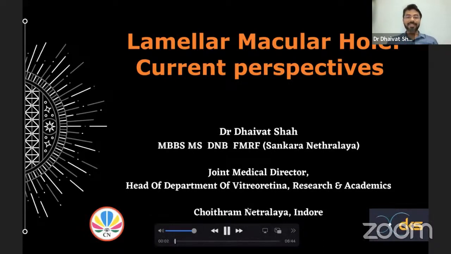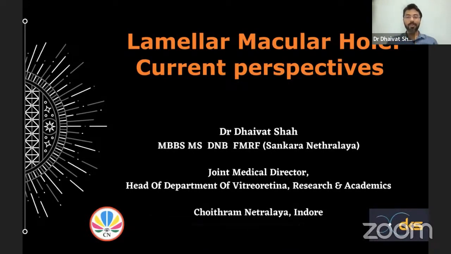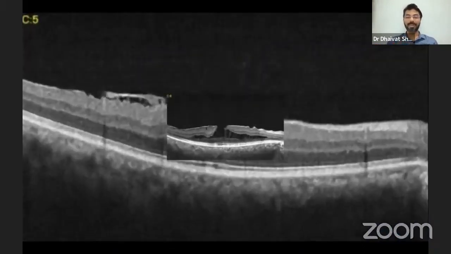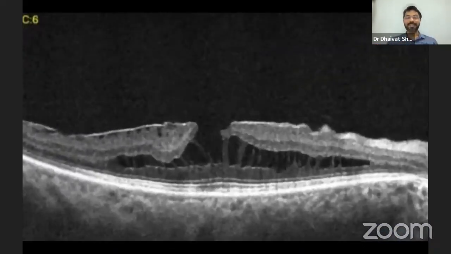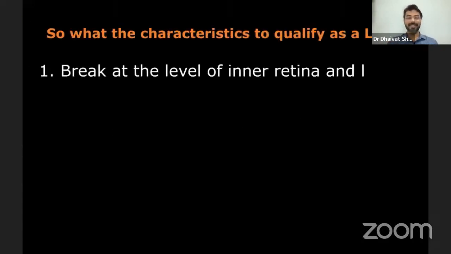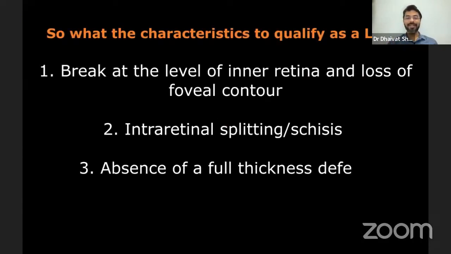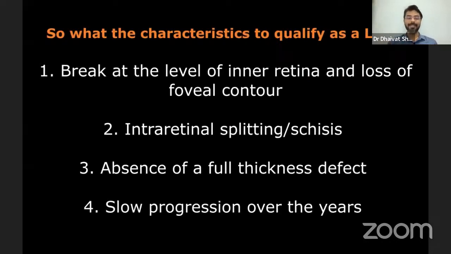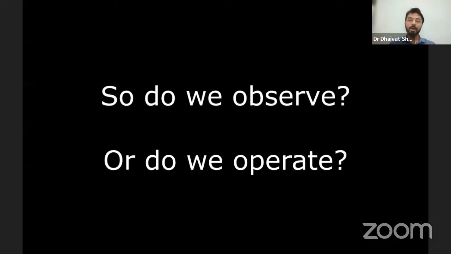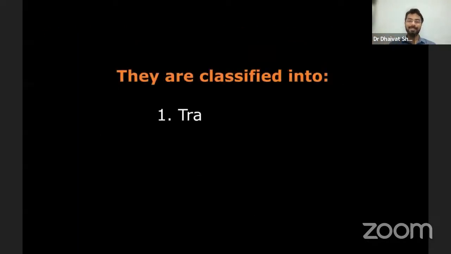So whenever we see cases of lamellar macular holes, or whenever we see OCTs like these coming in our OPDs, we are very happy because we say, hey, that's a lamellar macular hole. Nothing is going to happen to that. So how did we say it's a lamellar macular hole? There are certain characteristics. There is a break at the level of inner retina with some splitting or schisis. There is absence of a full thickness defect, and they slowly progress over a period of time. So do we observe or do we operate these cases?